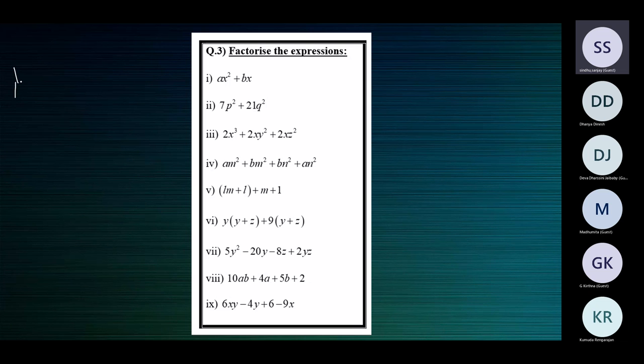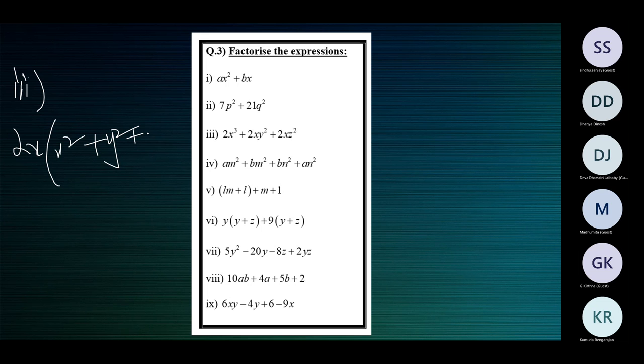Third one, children. Ma'am, 2x into x square plus y square plus z square. X is common, x square plus y square plus z square in the bracket. 2x is common. All right, third one, children. That's all. In the bracket, we have x square plus y square plus z square, that cannot be factorized further.